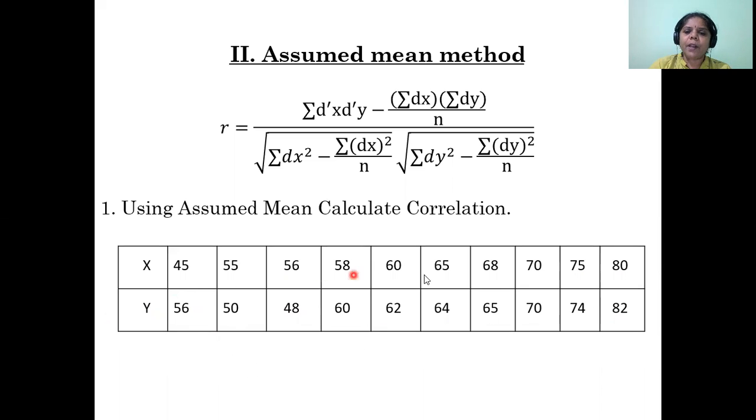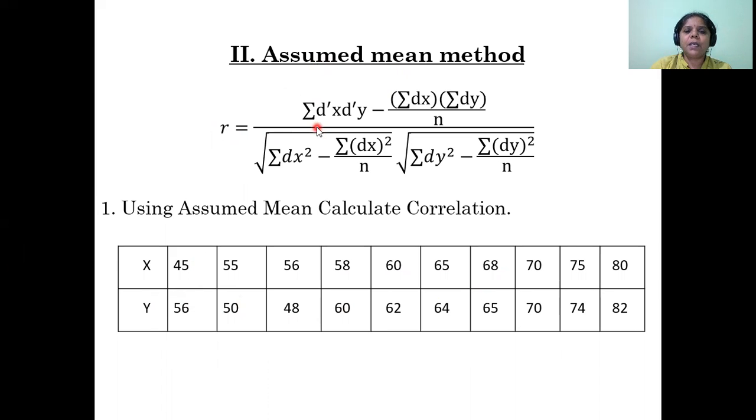So the number of items in the x and y variables are 1, 2, 3, 4, 5, 6, 7, 8, 9, 10. So 10 is the number of items in the x and y variable each. So n is equal to the number of items, that is 10 items. So this is the formula for calculating the correlation coefficient under the assumed mean method.